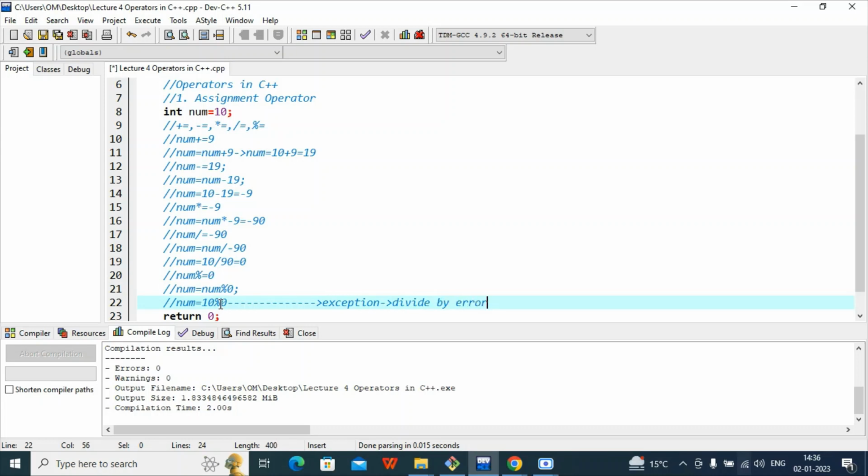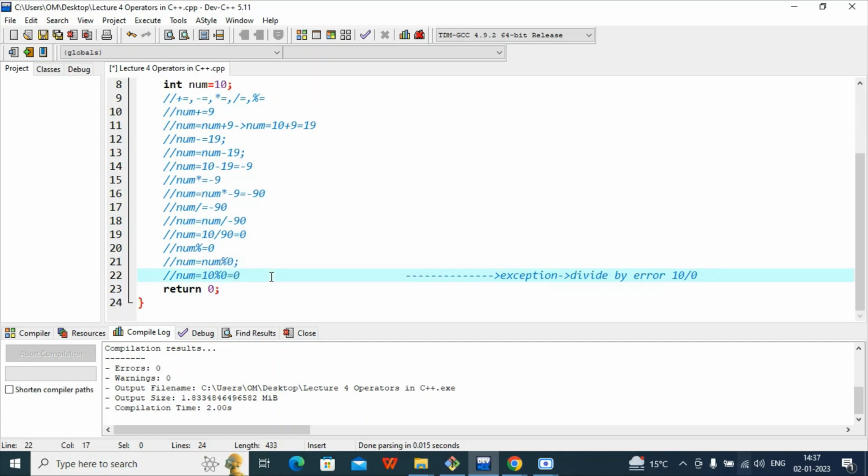It is an error in C++ and many languages, that when you divide something, 10 by 0, it will give you exceptional handling, some kind of error, that is divide by 0. Because 0 by something is 0, but something by 0 is infinity, or a divide by 0 error. But I think this modulo will not give you this, because 0 divided by 10 is 0. You will get a 0 from this, not this exception handling case, right?